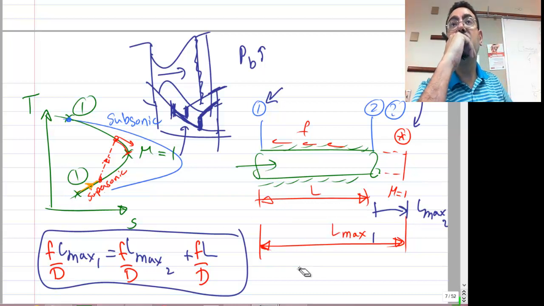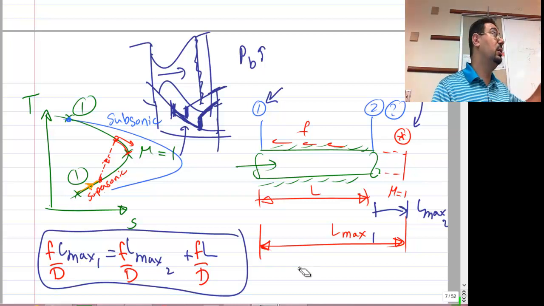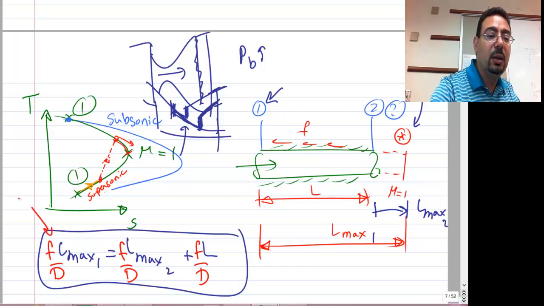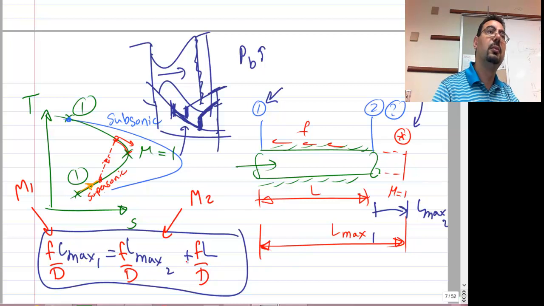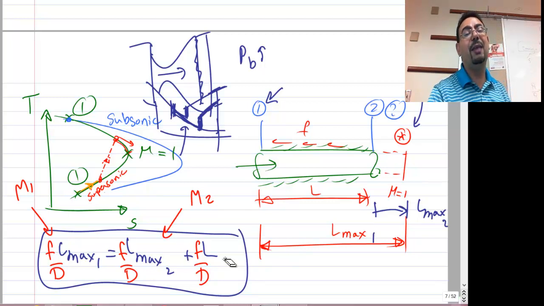Okay? And so just like the turning equation, he can always give us two things and ask for the third. Same thing over here. He can give us M1. It turned out that M1 and L max 1 are related to each other, of course, right? Actually, there is an equation that we will derive in a second. And M2 and L max 2 are related. All right? So again, he can give us the length of the duct and the start, and ask for the exit. Or he can give us the inlet and the exit and ask us, so how long was this pipe?